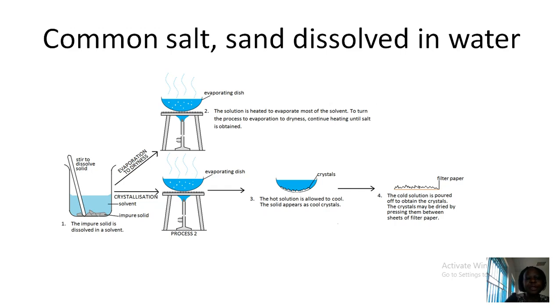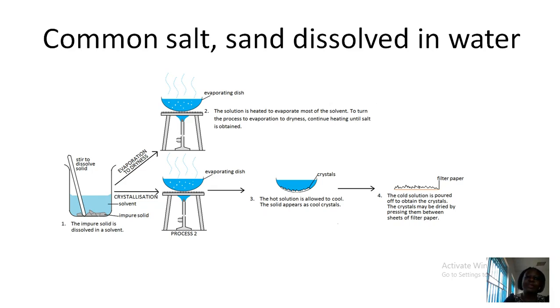Then from the evaporating dish, you can see still step 2. The solution is heated to evaporate most of the solvent. To turn the process to evaporation to dryness, continue heating until the salt is obtained. Then step 3, the hot solution is allowed to cool. The solid appears as cool crystals. And step 4, the cold solution is poured off to obtain the crystals. The crystals may be dried by pressing them between sheets of filter paper.